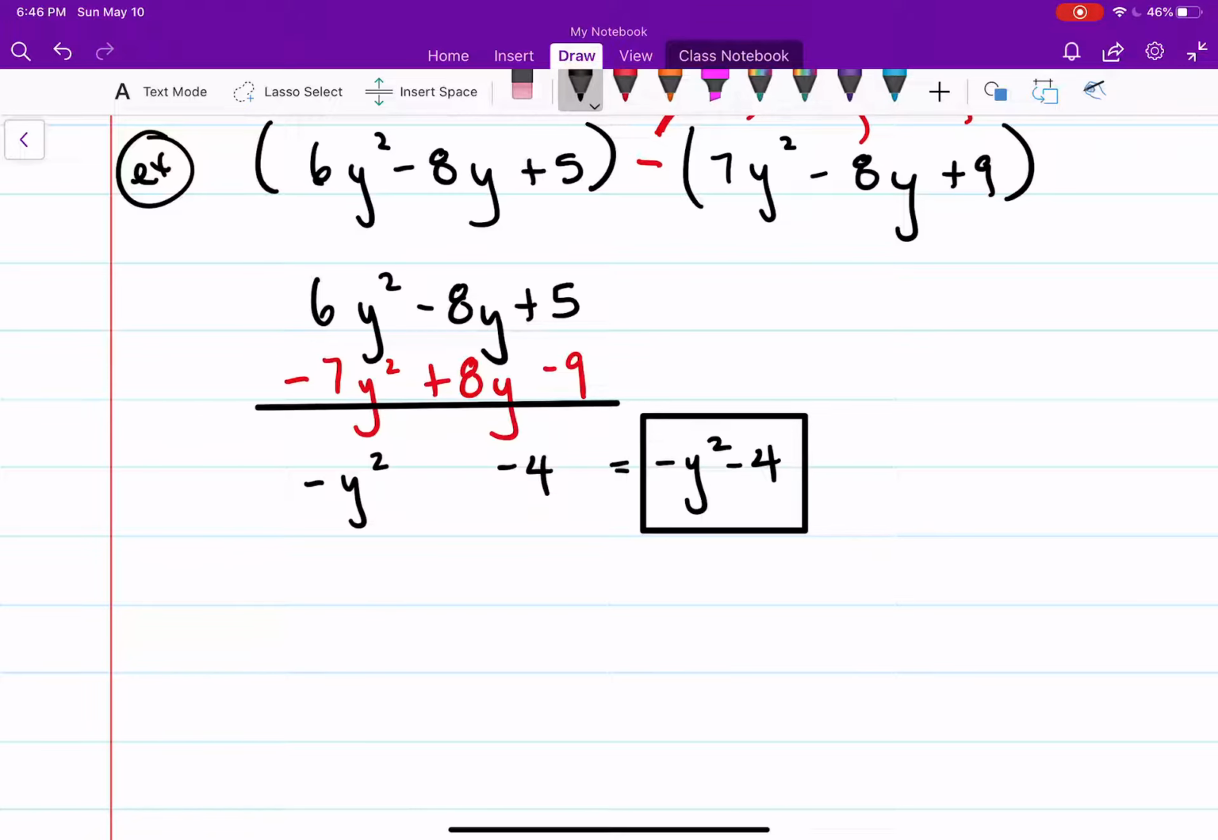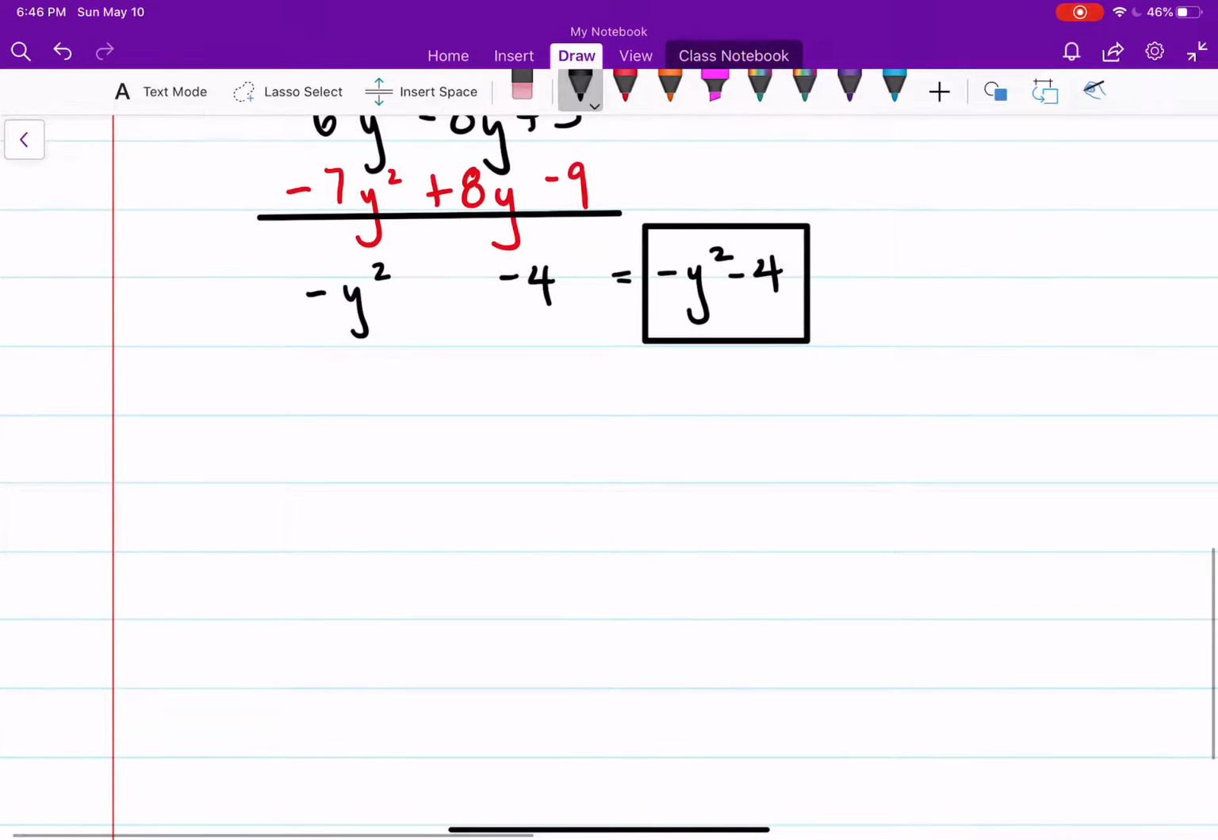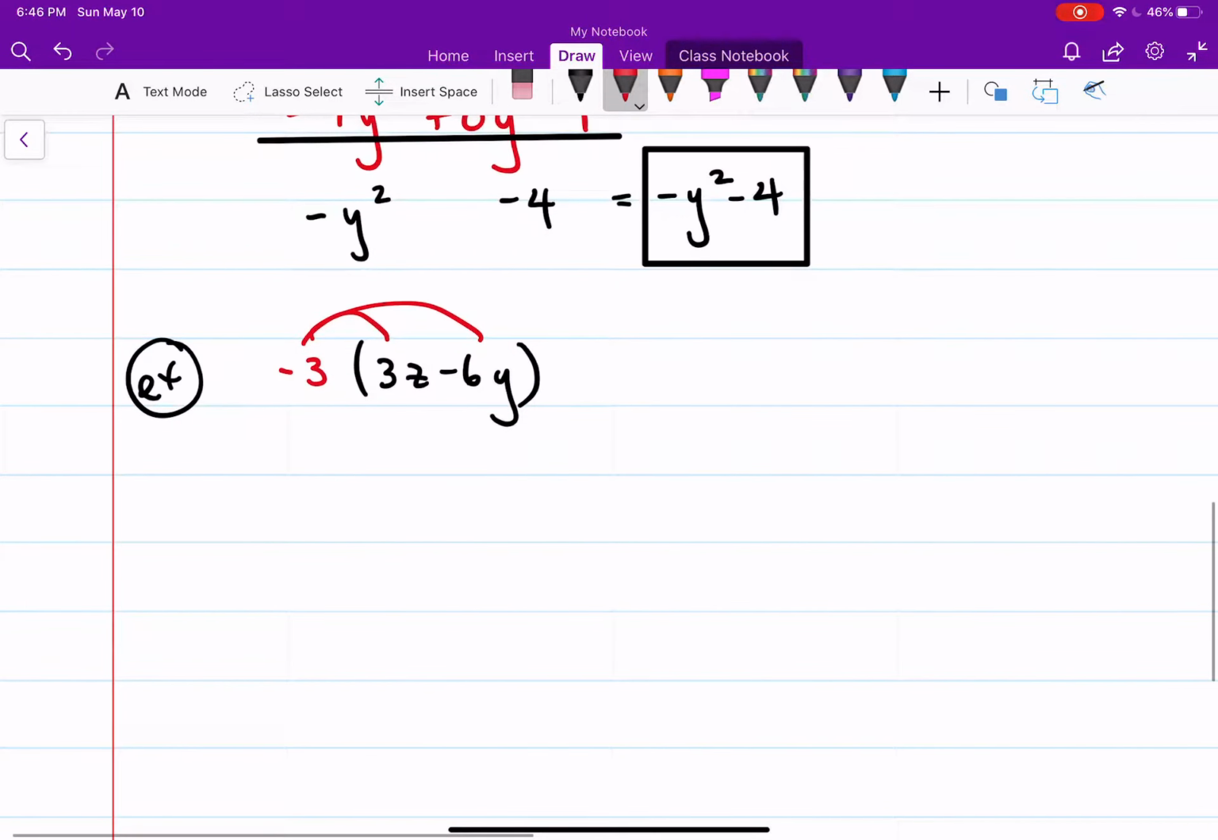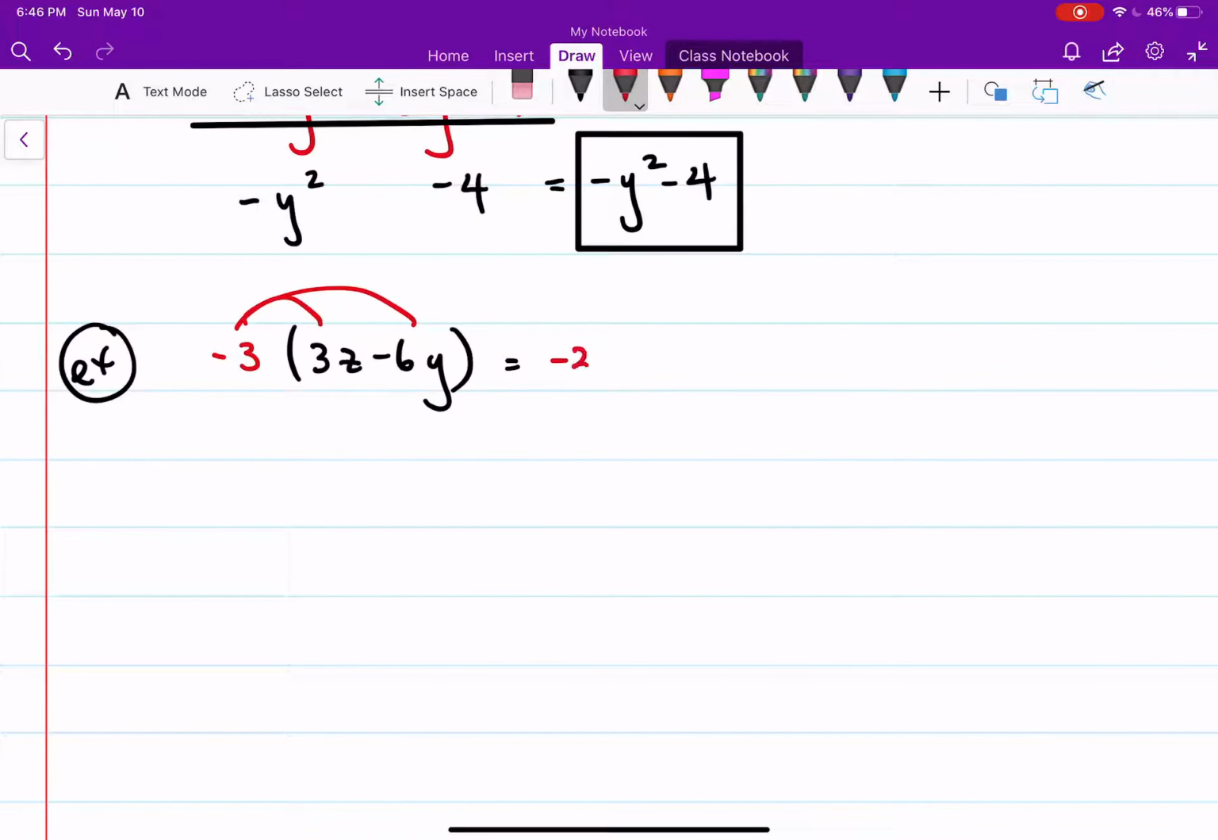And that is, oh, I was going to do a distributed problem. So, example. So, if I had a negative 3, actually, times 3z minus 6y, okay? So, it just means I have to distribute a negative 3 through, okay? So I'm going to write this out, okay? So this is going to be negative 3 times the 3z, negative 3 times a negative 6y. Okay, that's essentially what distributing means.